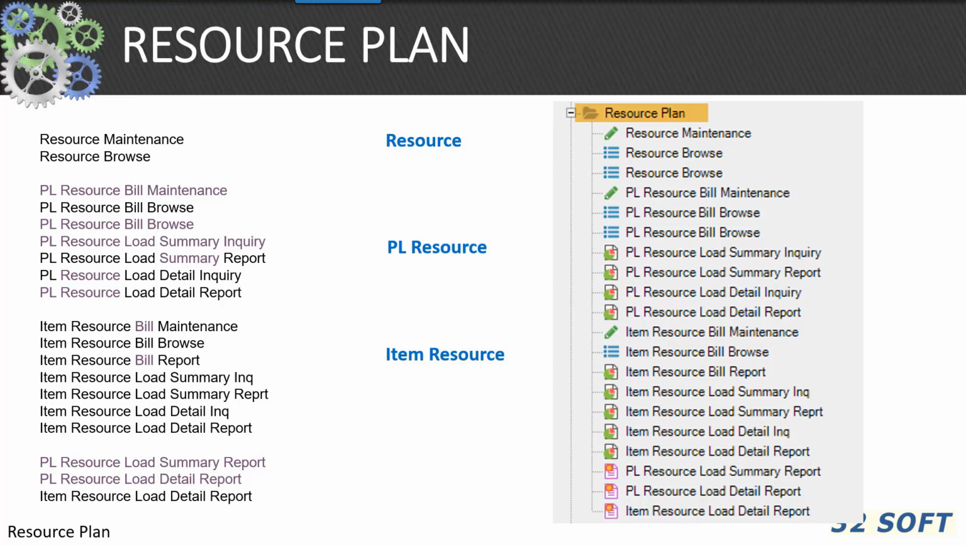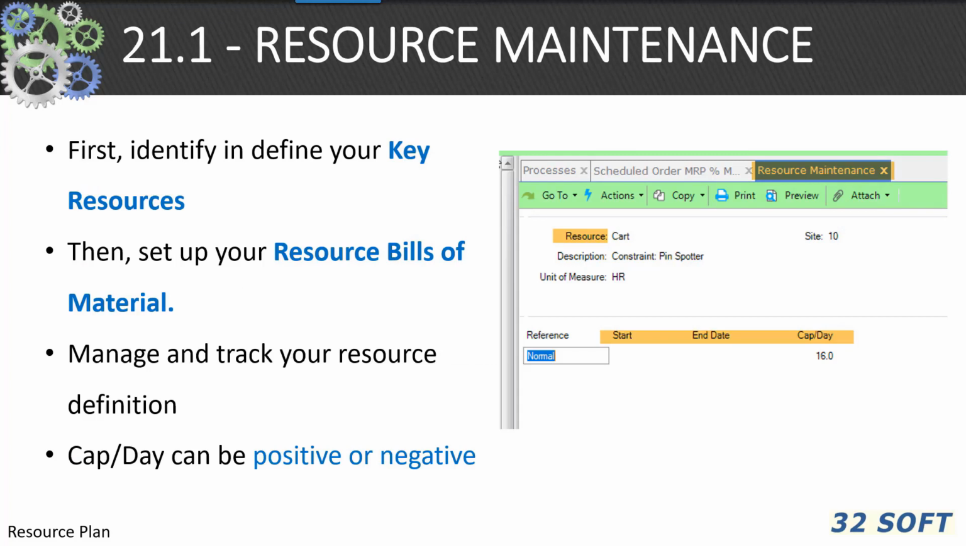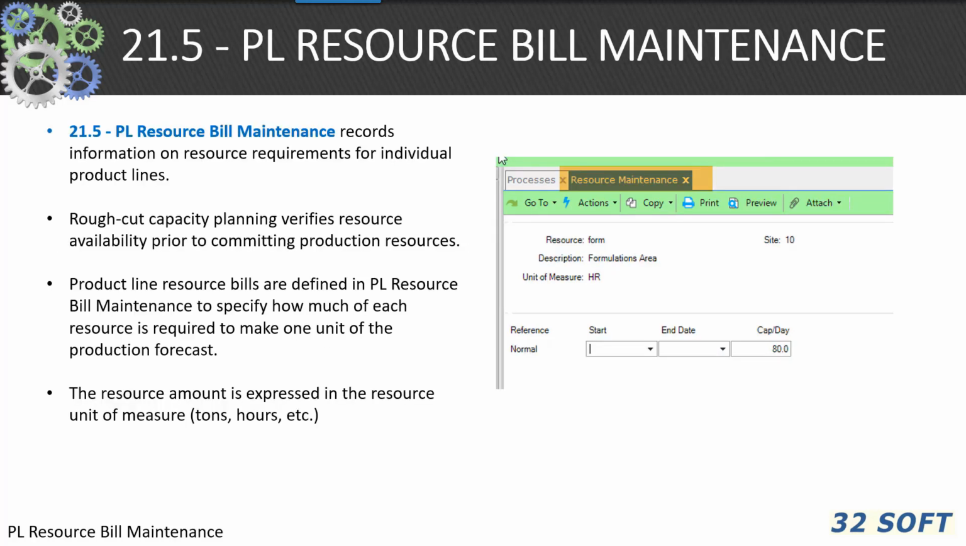Here we see the ability to create resources, the ability to create a product line bills and item bills, and summary load reports for each of those. 21.1, resource management. This is where you create your key resources for cash, facilities, labor, whatever you feel you need to look at in terms of resource validity. Then you set up your resource bills. You manage and track it and measure your over or under capacity.